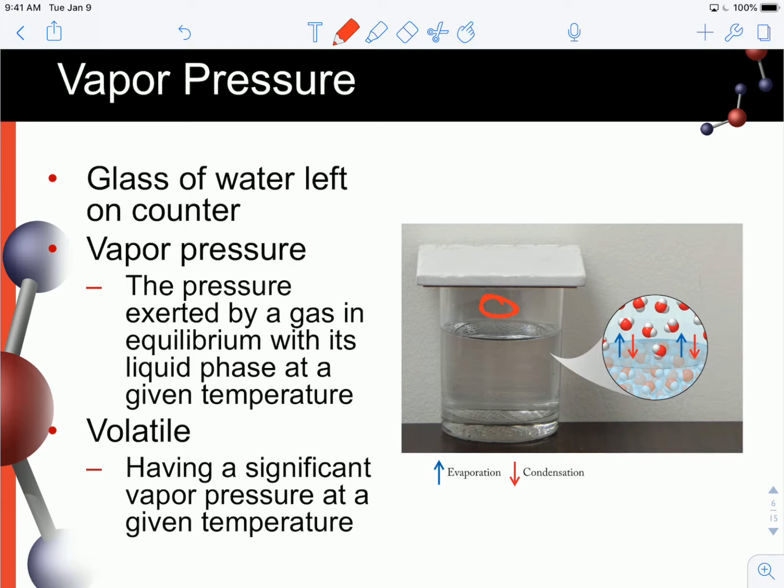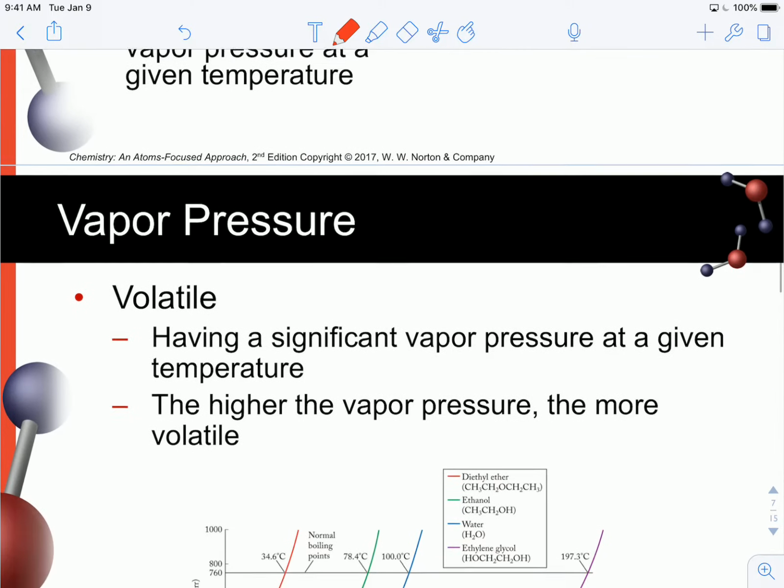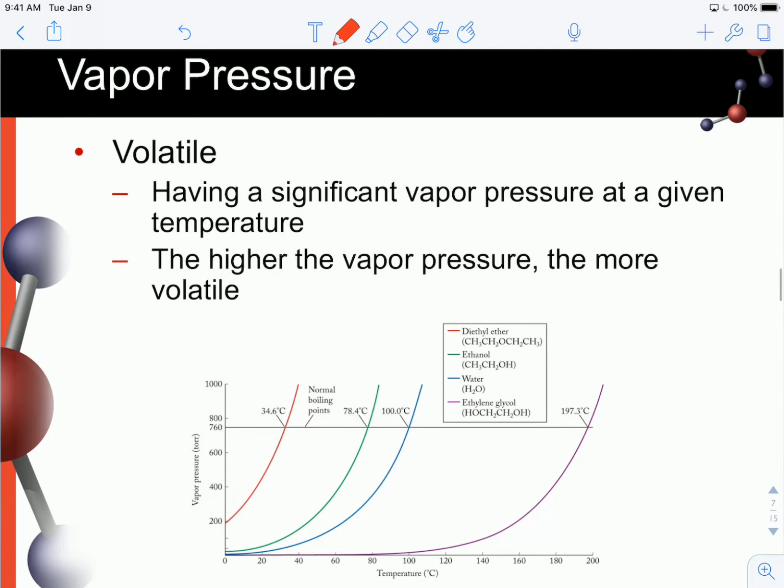The same thing here. When I first put that glass there, I'm going to have evaporation of water and a little bit of condensation. Ultimately, the rate of evaporation and condensation becomes the same. Whatever that pressure is here is called, more correctly, the equilibrium vapor pressure, rather than just vapor pressure. And substances that are volatile, we say have high equilibrium vapor pressures. So you see that here now, with this graph, we have 4 different substances.